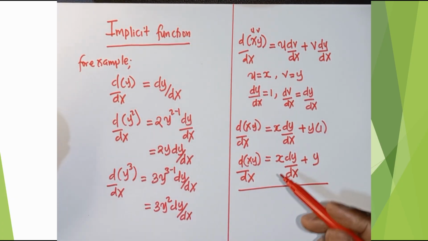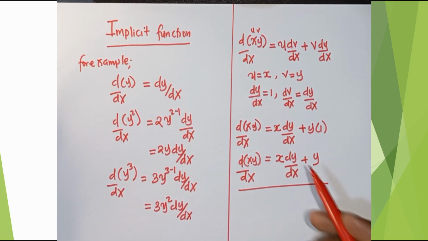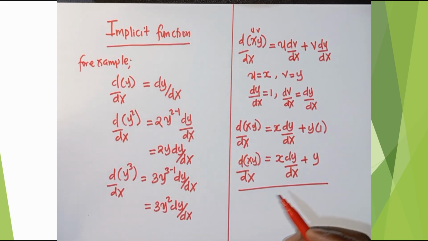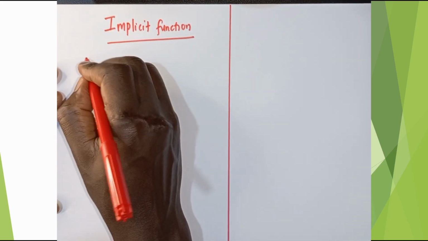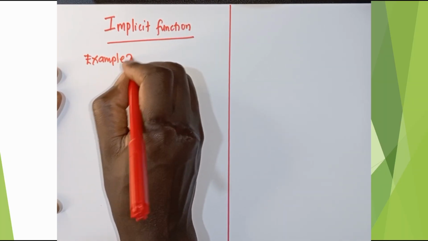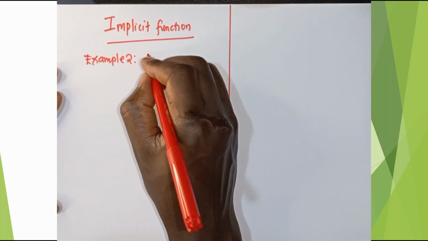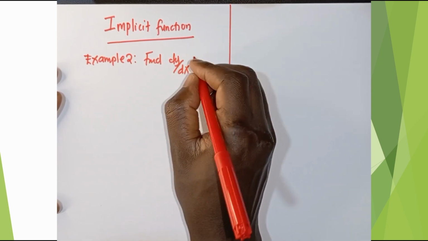I want us to see now a more complex one that you can clearly see it coming out. We are going to see two, and then I'll give you your trial question. Now, in our example 2, we say find dy by dx.